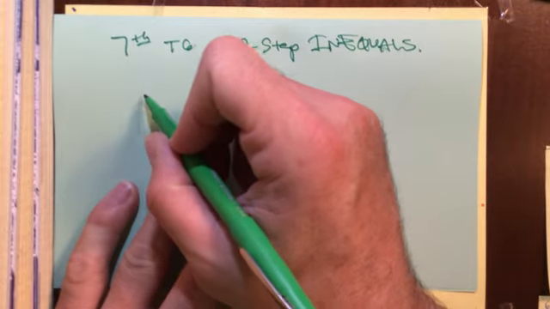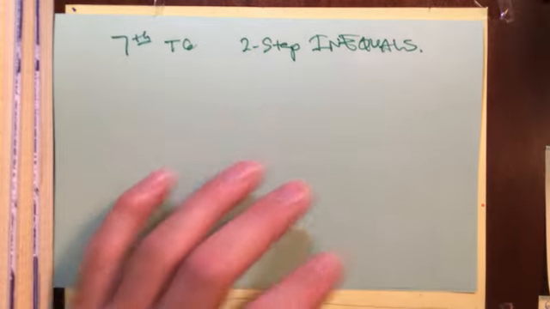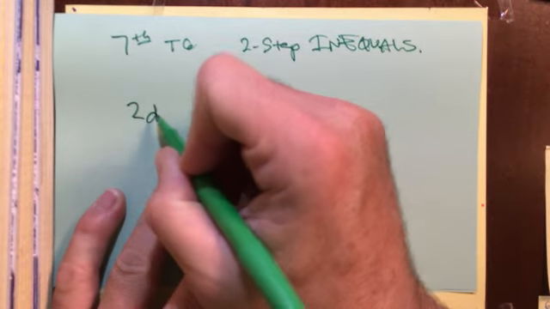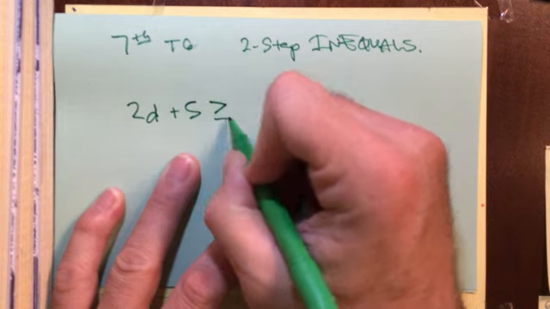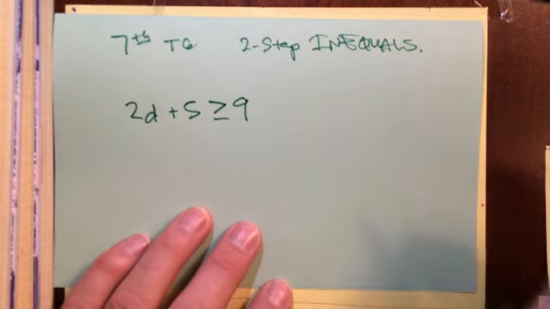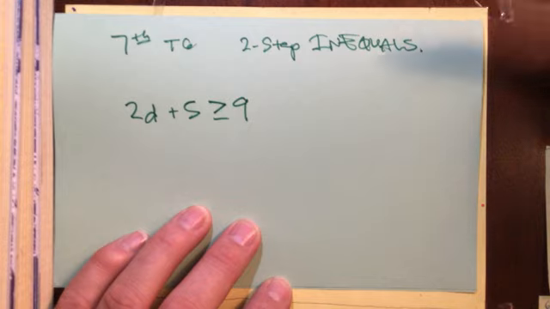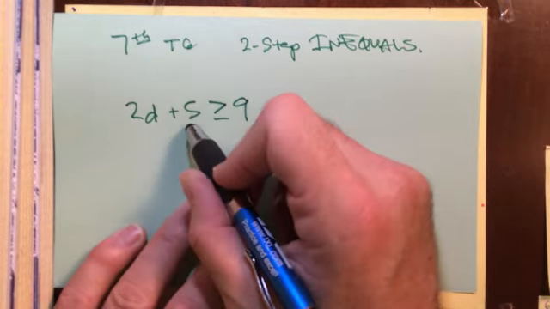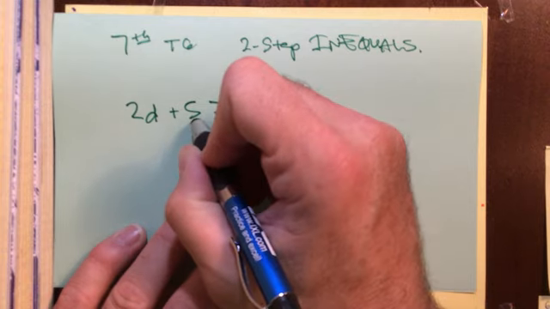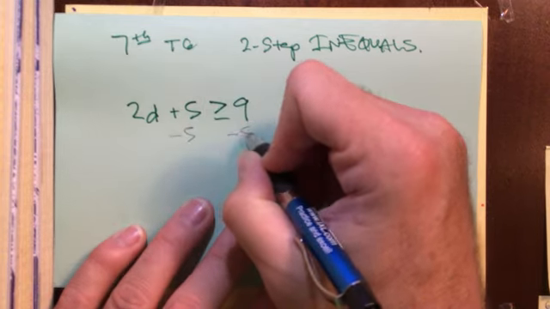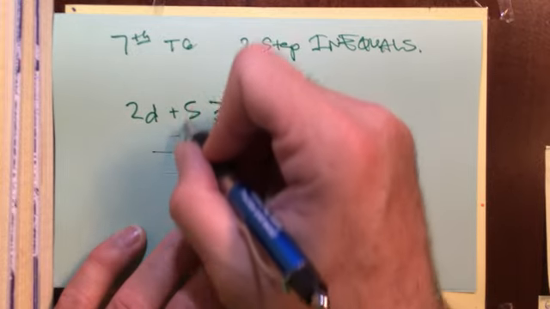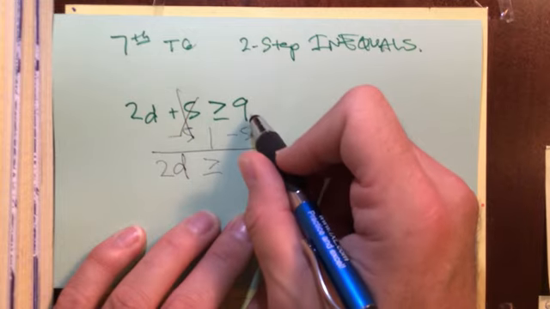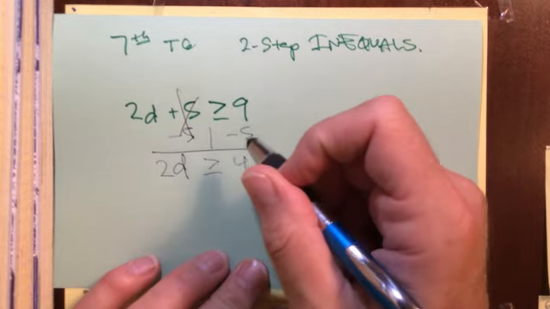Okay, so for example 1, to start off, we got 2d plus 5 greater than or equal to 9, okay? So the first thing you're going to do is, I always say, whatever's attached to the variable, save that for last. This I can get rid of first. So the opposite of adding 5, or a positive 5, is a negative 5. Whatever you do to one side, you got to do to both sides. So this 5 is gone, and I have 2d left, still greater than or equal to 9 minus 5 is 4.